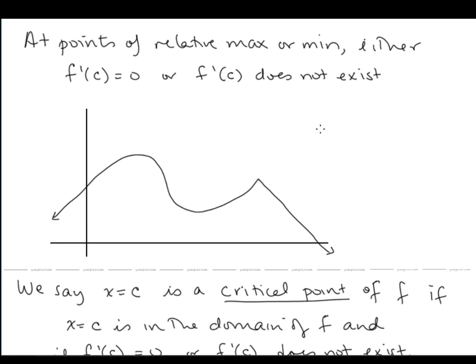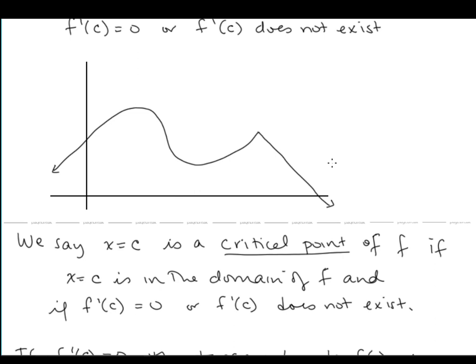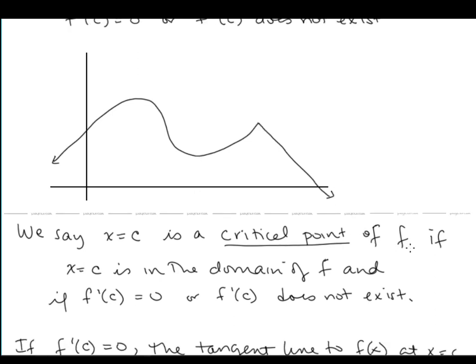Now because relative extrema occur at points that have a derivative equal to 0 or points where the derivative does not exist, we say that x equals c is a critical point of f if x equals c is in the domain and if f prime of c is 0 or f prime of c does not exist. So we first want to locate all the points with these qualities and then test those critical points to see if we do have extrema there.